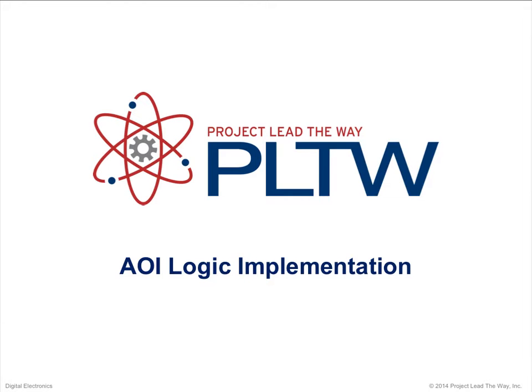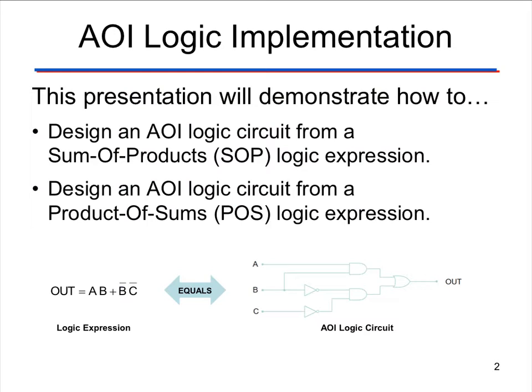Alright, today we're going to talk about AOI logic implementation. AOI, in case you forgot, is AND, OR, inverter. So what we're going to take is those logic expressions that we got from the truth tables, like if you look down here at the bottom, you can see A and B, or not B and not C. And we're going to learn how to put that into an actual circuit schematic that we can then use to build the circuit.